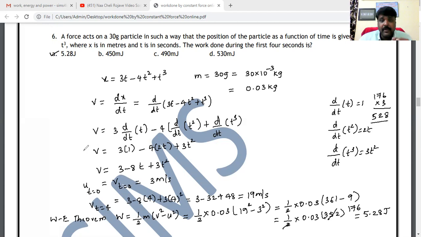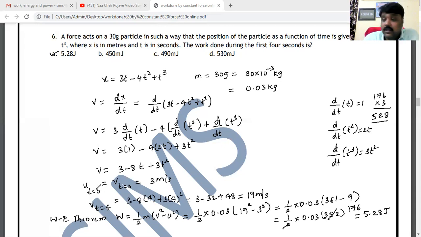I hope you people have got the clarity. Actually, we are given the position which is dependent on time. By using that, we found the velocity. Velocity is nothing but the rate of change of displacement. By using the formula of differentiation, we calculated the value of v in terms of time, and he asked the work done during the first 4 seconds.